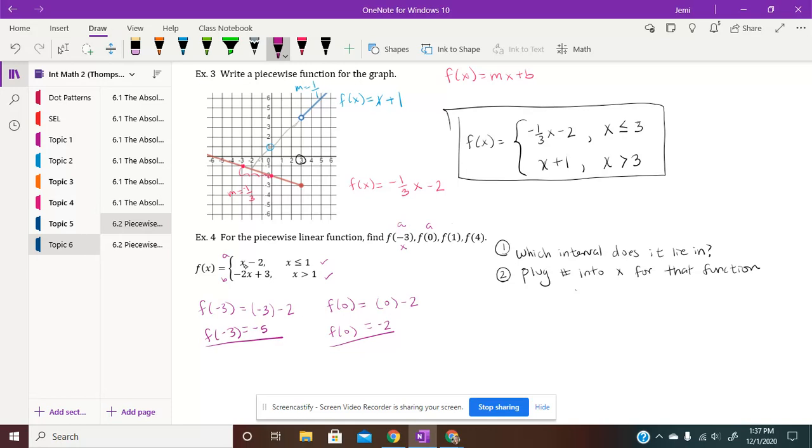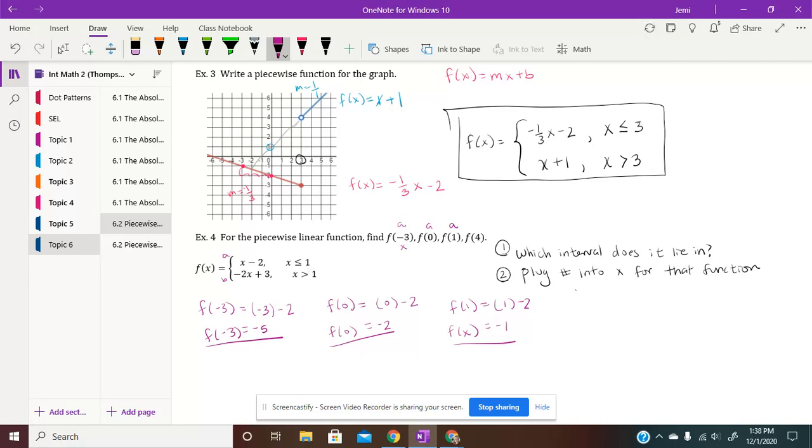So let's look at where 1 falls. Is 1 less than or equal to 1 or greater than 1? Well, 1 is equal to 1, so this falls under condition A again. So I plug in f of 1. I've got 3 of my 4 answers. One more.